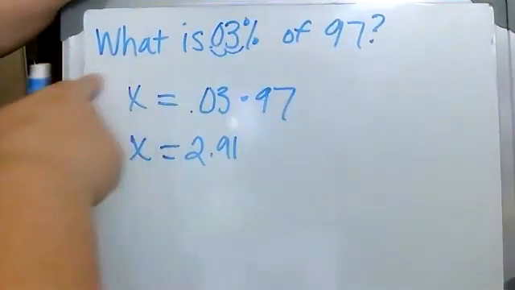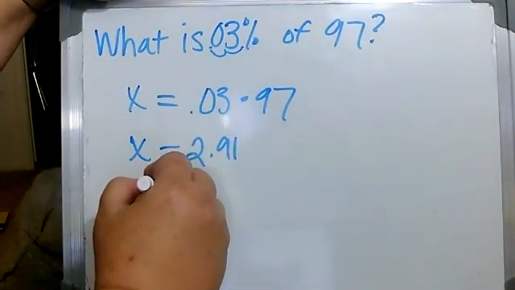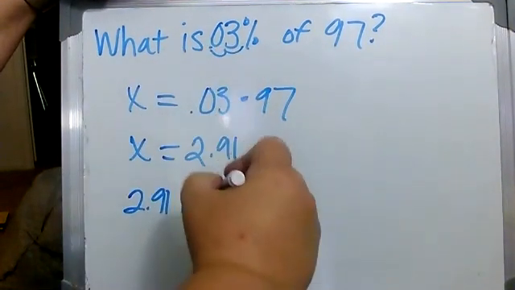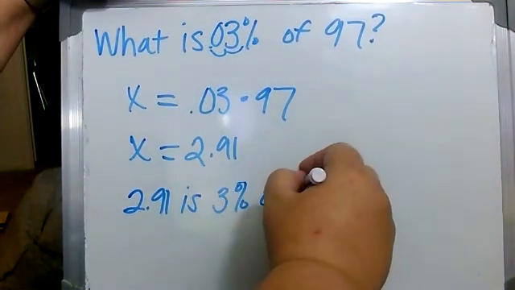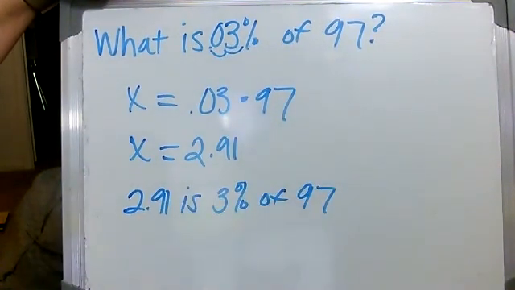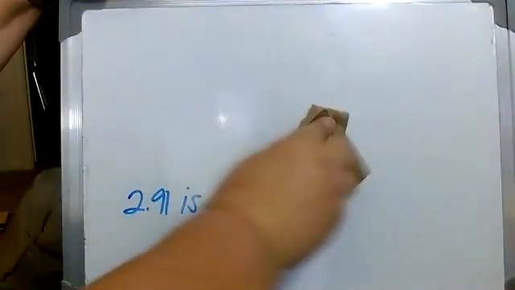But to put it back into its restating the question, how about that? 2.91 is 3% of 97. Yay! Okay, that was good. Let's try another. And what I'm going to do is I'm going to try to give you enough time to actually do the whole problem this time. Okay.